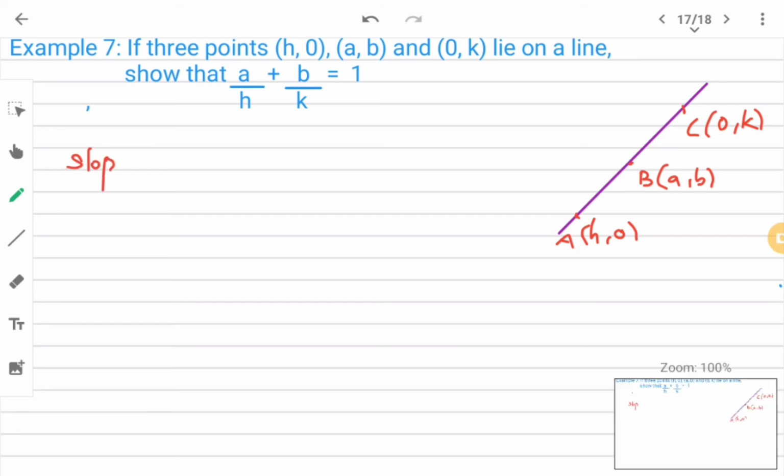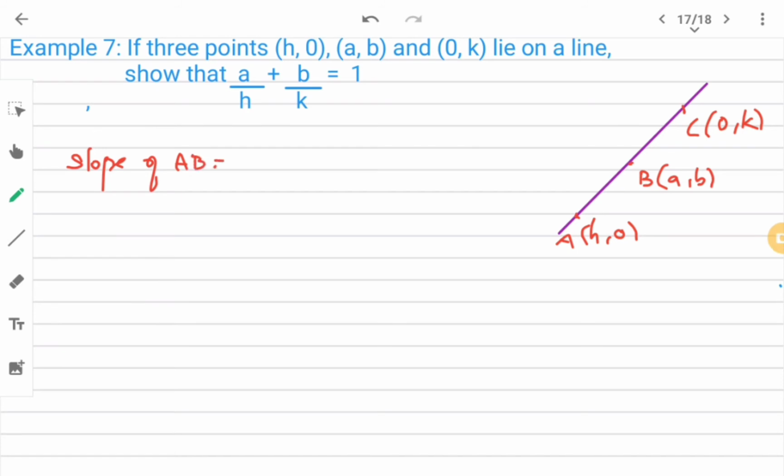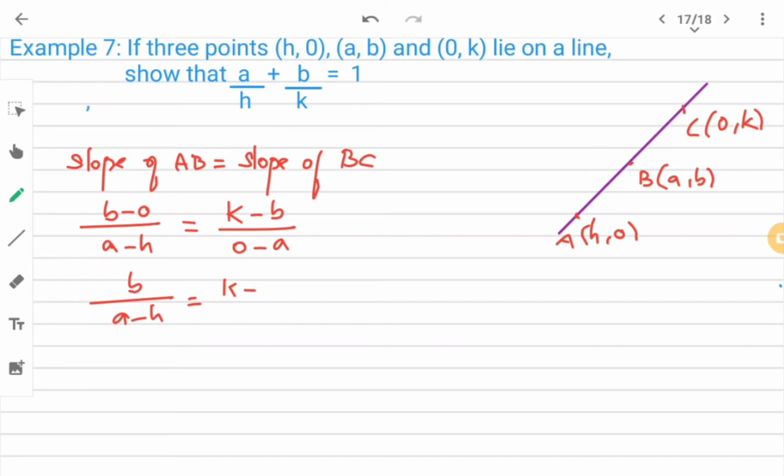Therefore, slope of AB is equal to slope of BC. What is slope of AB? That is (b minus 0) by (a minus h) is equal to (k minus b) by (0 minus a). And finally, we will get b by (a minus h) is equal to (k minus b) by (minus a). Now you can cross multiply: this a to the left hand side, and (a minus h) to the right hand side. You will get ab is equal to, and you have to be careful, here we have a negative sign in the denominator. Whenever you have a negative sign in the denominator, it is for the numerator only. So while writing here, write it carefully.